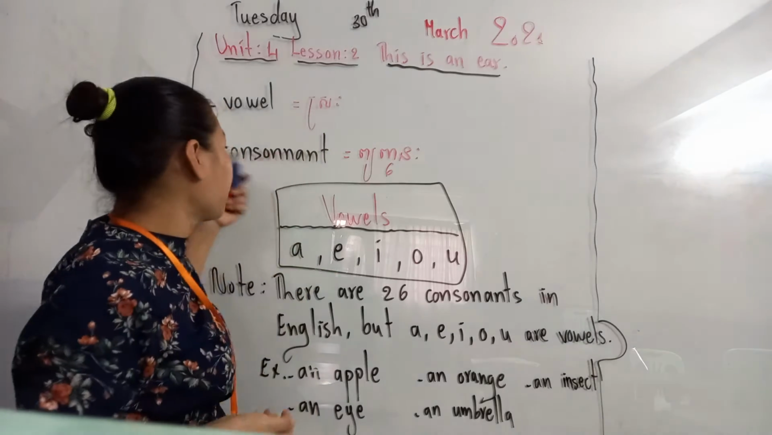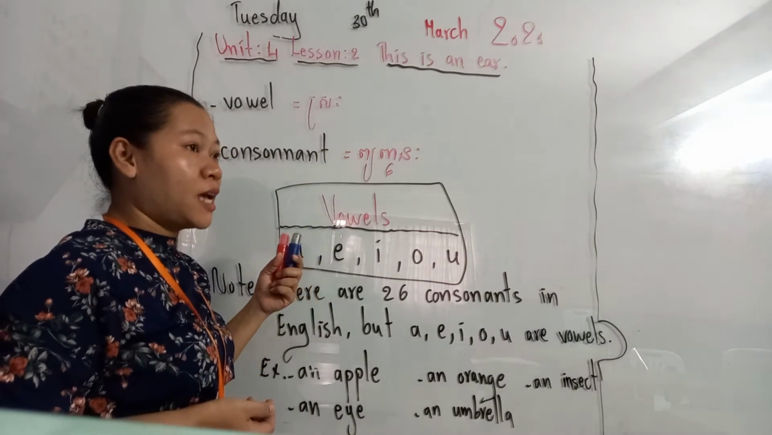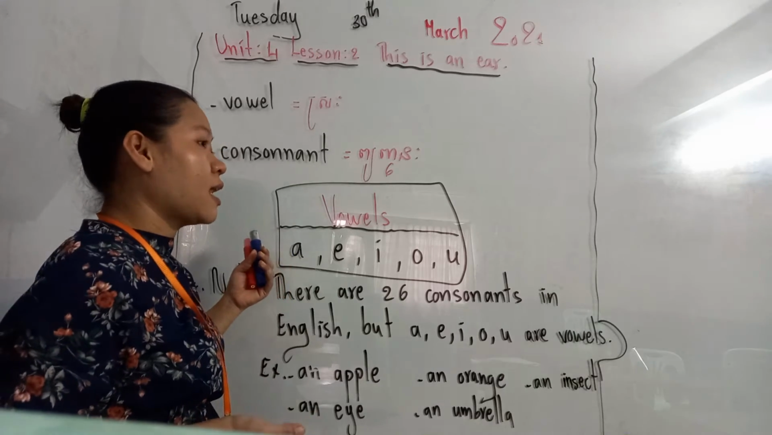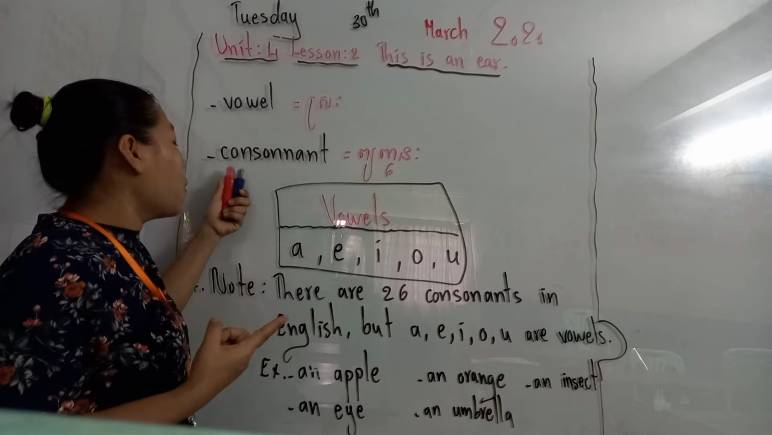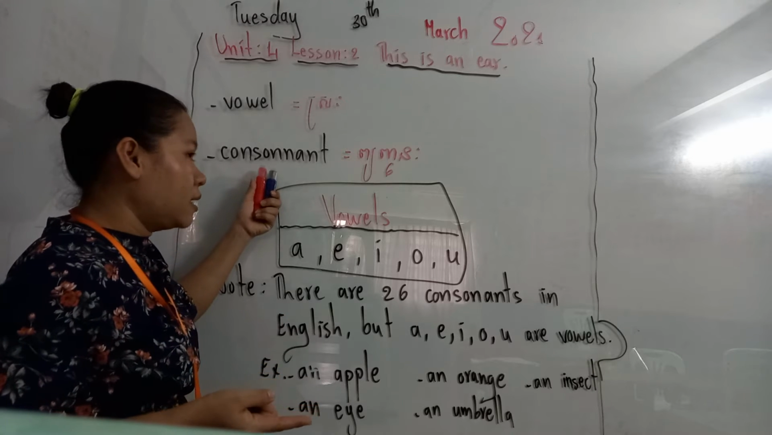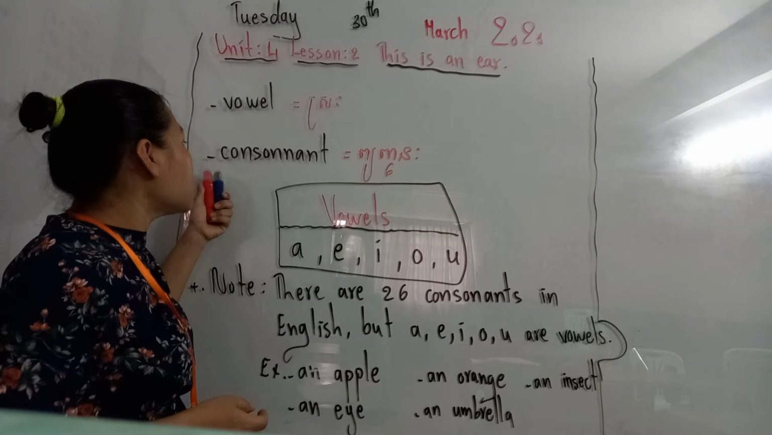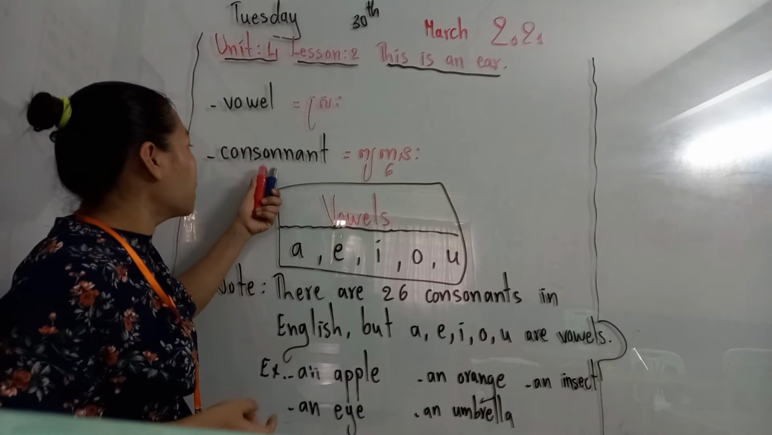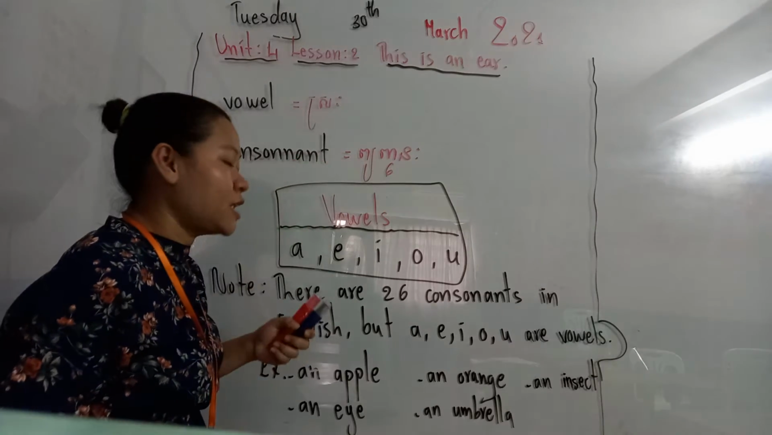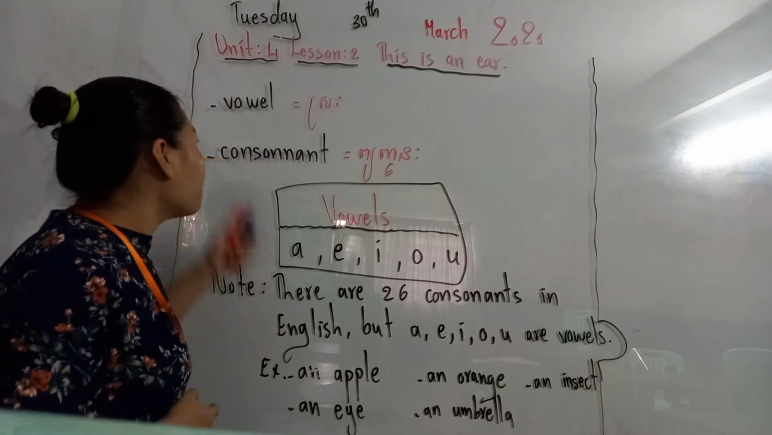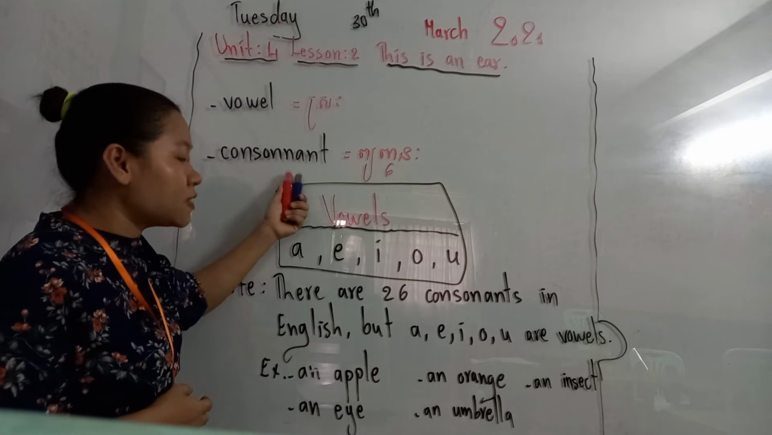And here, consonant. Consonant spell: C-O-N-S-O-N-A-N-T. Consonant means pjunjinet, okay? So, vowel, consonant. Vowel, consonant, okay?